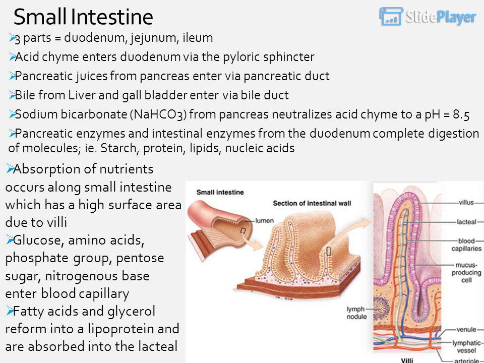Pancreatic enzymes and intestinal enzymes from the duodenum complete digestion of molecules: starch, protein, lipids, nucleic acids. Absorption of nutrients occurs along the small intestine, which has a high surface area due to villi. Glucose, amino acids, phosphate group, pentose sugar, and nitrogenous base enter the blood capillary. Fatty acids and glycerol reform into a lipoprotein and are absorbed into the lacteal.